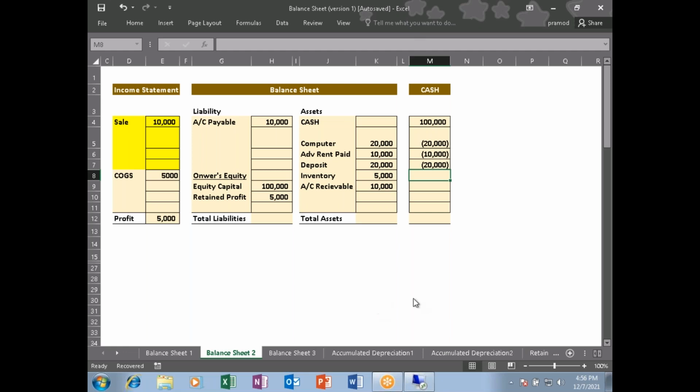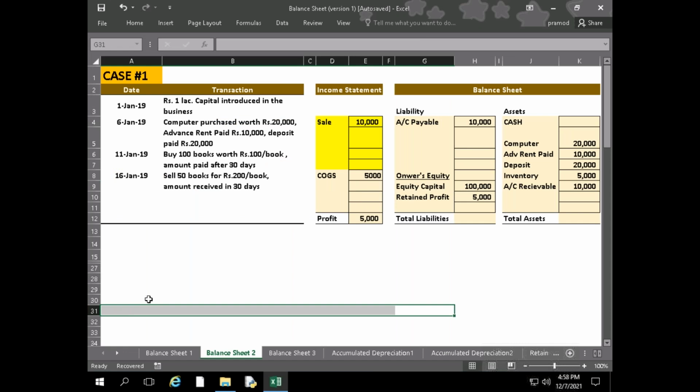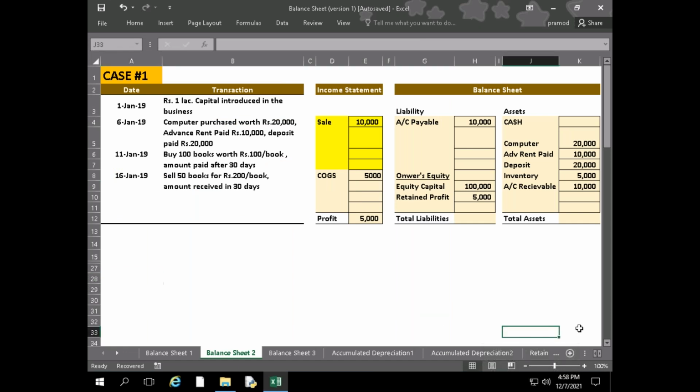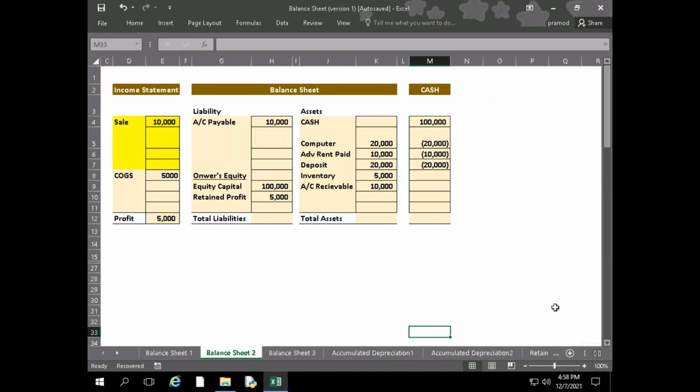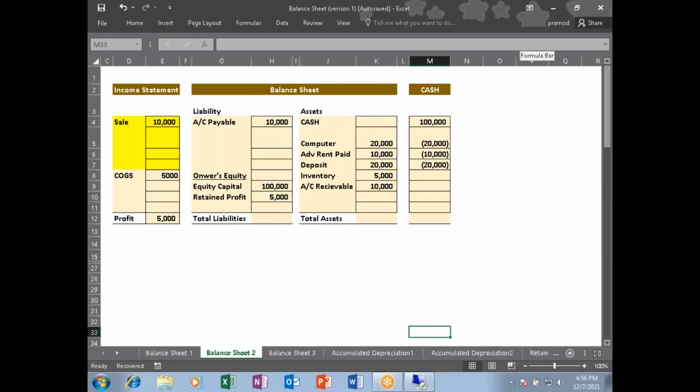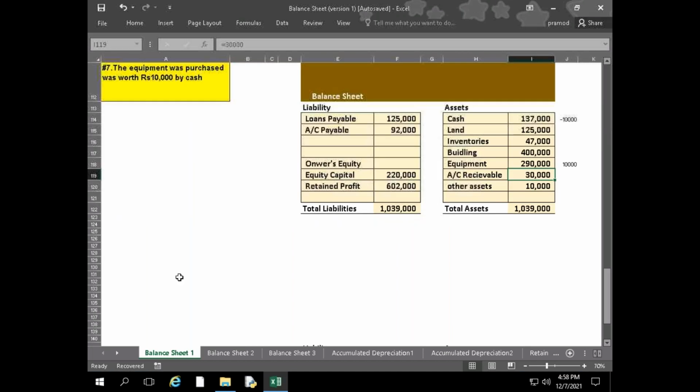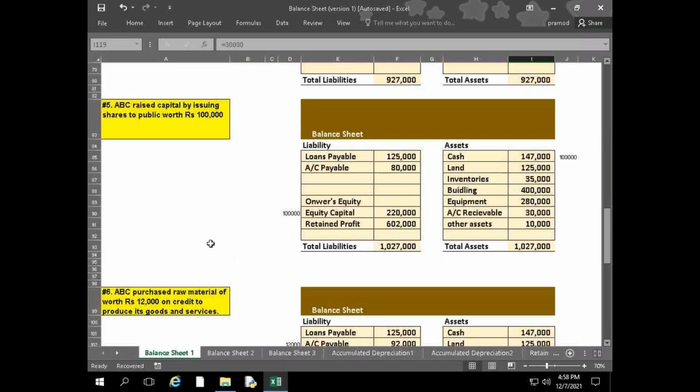Fourth answer. Which one? Fourth one. Another, what is that fourth answer? I didn't get the question. Yeah, balance sheet one. Fourth one. Okay.